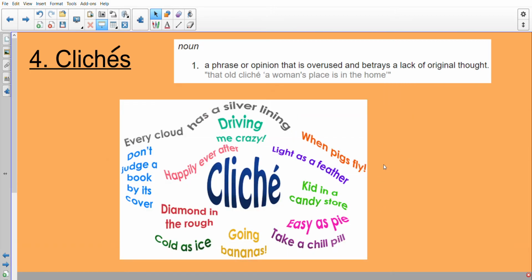And there are some examples of some other cliches. People use them all the time. They're not the greatest thing to use in your writing, but they're the kind of things we do say, and we do often see them in advertising and other persuasive writing. So every cloud has a silver lining, when pigs fly, light as a feather, diamond in the rough. Cliche is actually a French word. It came from printers who made things over and over again. So something that's made over and over again is this idea that it's something that just gets used too much. They all look the same. So that's what it comes from.